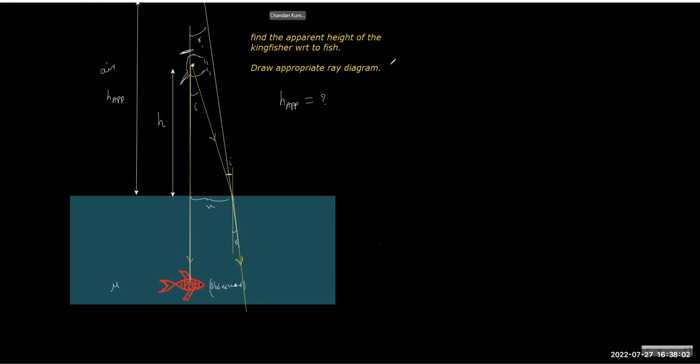You can write a very simple answer. Because light is coming from air, one sine I equals mu sine R. So tan I equals mu tan R for near normal incidence, as we have discussed. And tan I will be X upon H, and tan R will be X upon H apparent. So the H apparent turns out to be mu H, simple. That's logical, because it is bigger than H, so it must be the product.